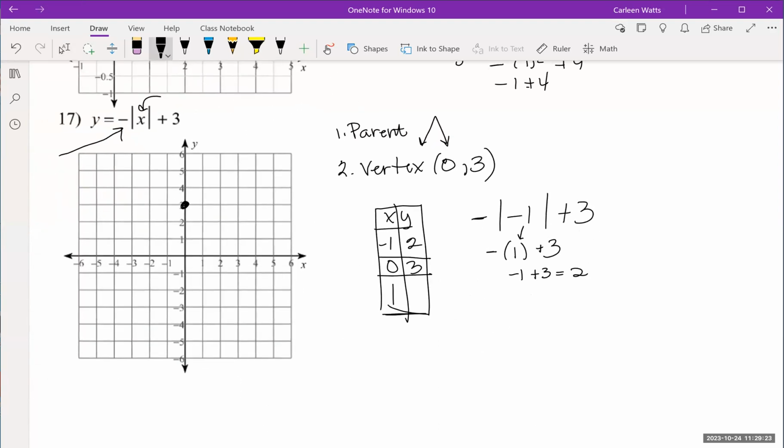Okay, let's do this one. Y is equal to the negative absolute value of 1 plus 3. Negative 1 plus 3 equals 2. Negative 1 is 2. 1 is 2. Upside down V. So predicting the shape is more accurate than actually plugging in numbers because you have so many opportunities to make an arithmetic error.